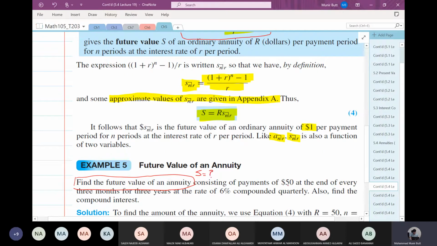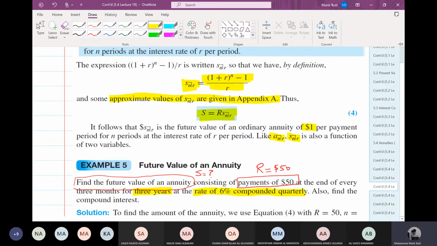And consisting of the payment of $50 at the end of every 3 months. So it means that this payment is given. So what this means, the fixed payment is $50, okay, at the end of every 3 months for 3 years at the rate of 6% compound. So the rate is 6% compound quarterly, and we have 3 years. And so what will be the N here and R?